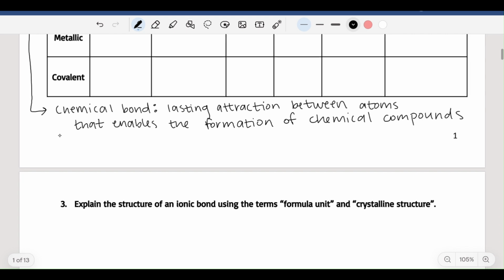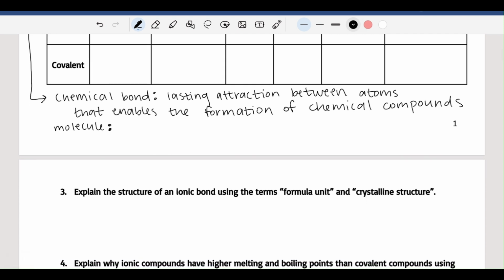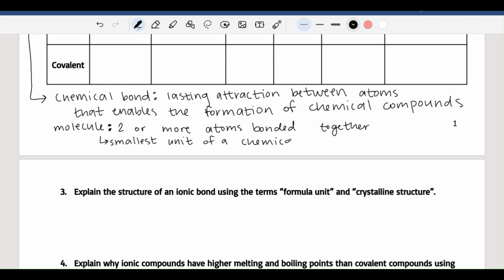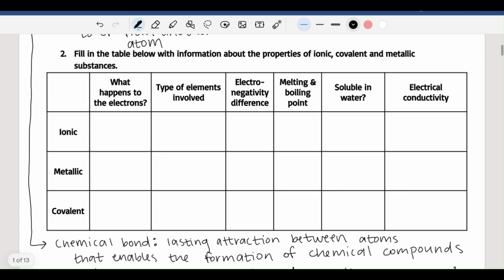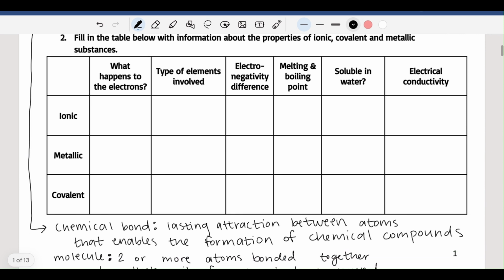And just one more vocab we're going to write down here is a molecule, which we have been talking about molecules since almost the first unit, but we're going to, again, just get a definition down to refresh. So a molecule is 2 or more atoms bonded together, aka the smallest unit of a chemical compound. All right. Now, let's get into some specifics.